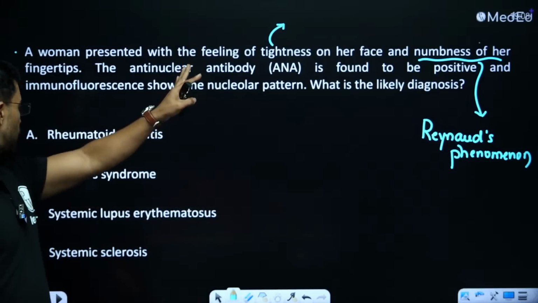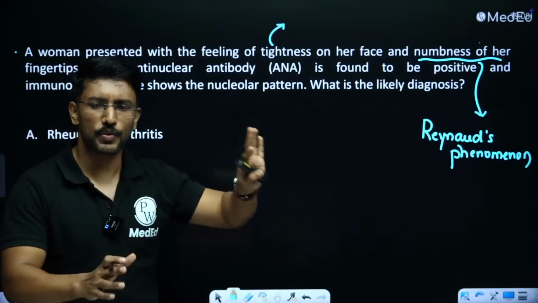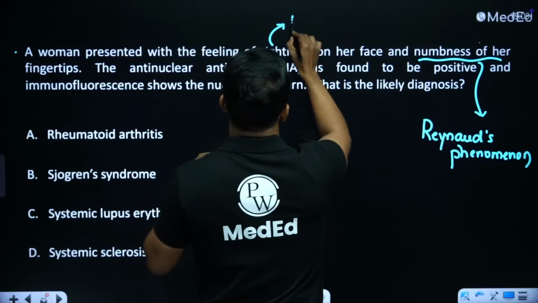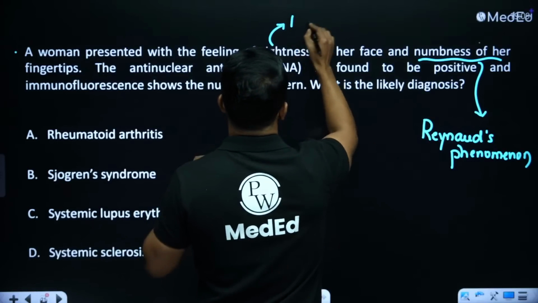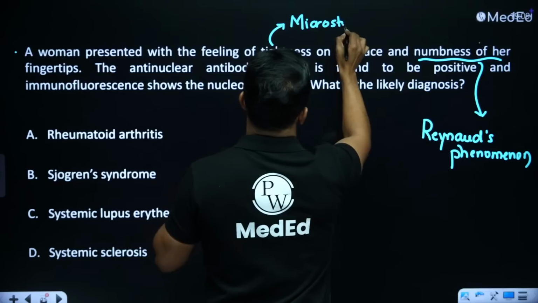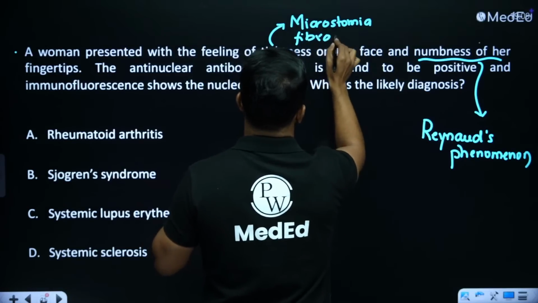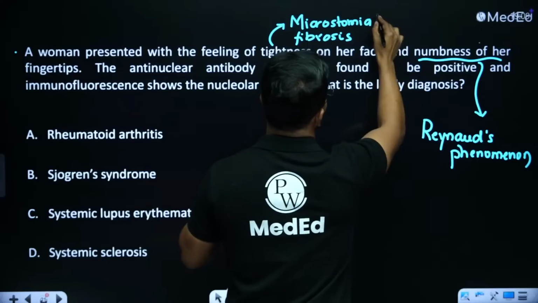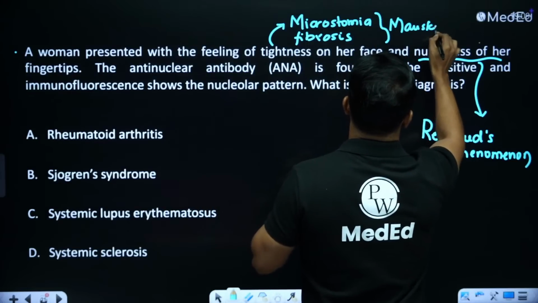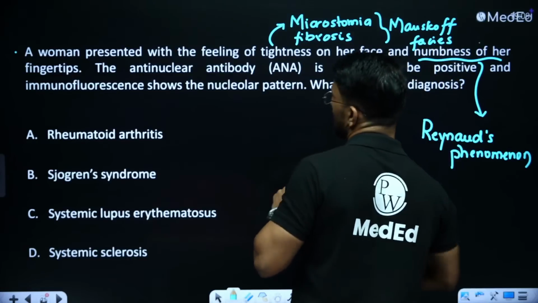Unlikely that they are pointing towards a photosensitive rash. The malar rash is not usually described as the tightness. This is mostly suggestive of microstomia and fibrosis of the skin of the face, what we call as mask-like facies. Where do we get that facies? We get that in scleroderma.